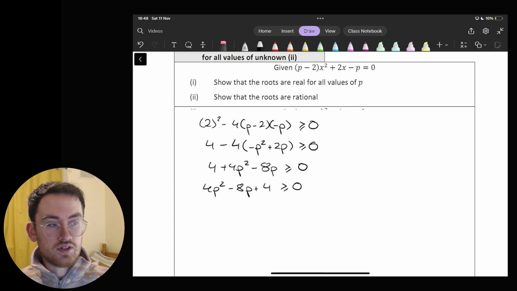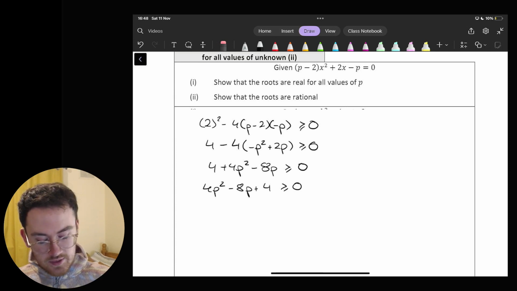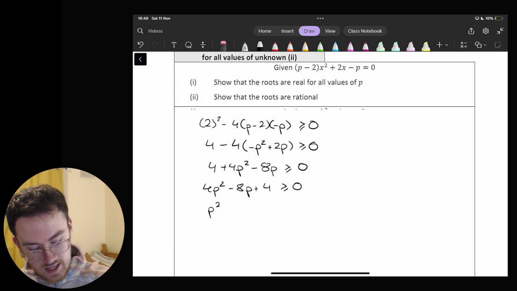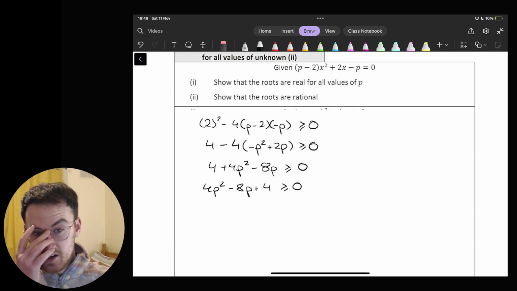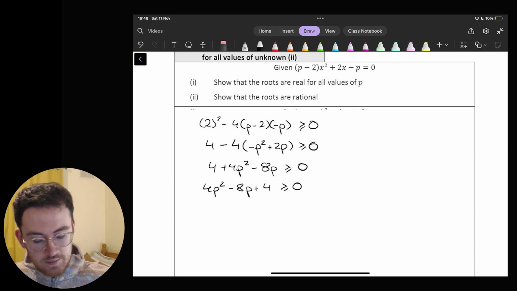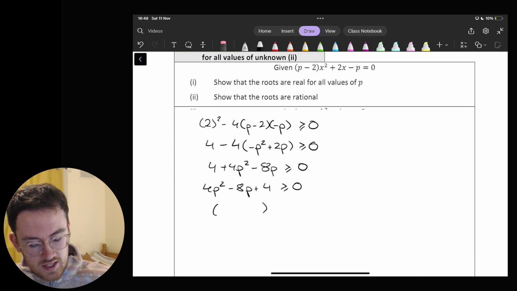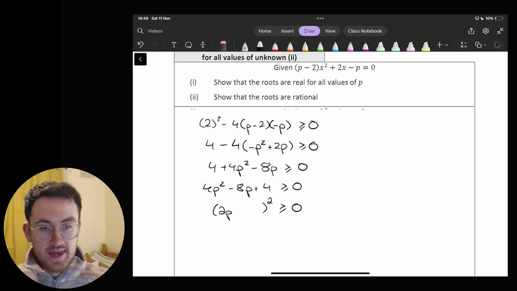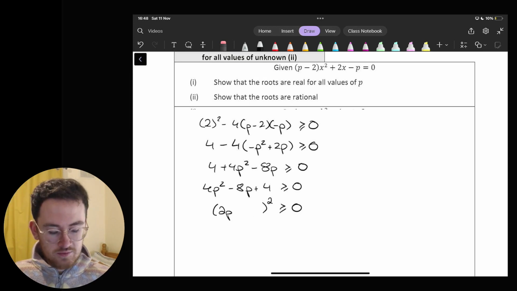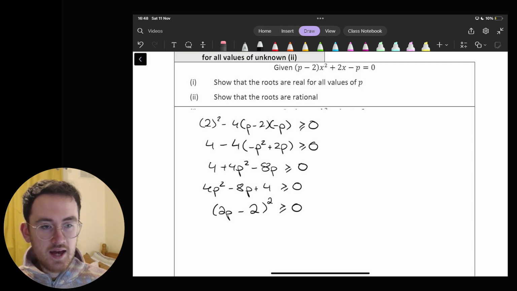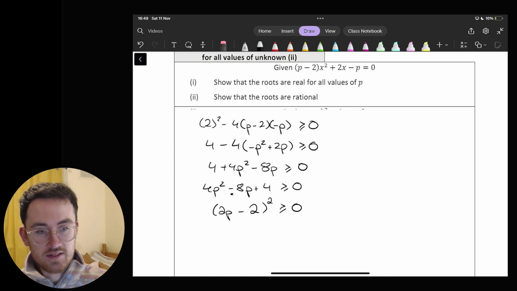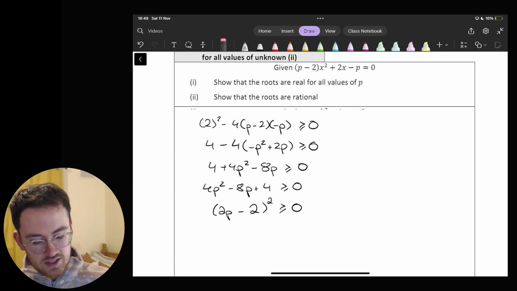Okay, so I'm trying to show that this is always going to be positive. The best way I can do that is to rewrite it as something positive. If I want, I could simplify the whole thing down here, or I can rewrite it as a perfect square. So if I jump straight into rewriting it as a perfect square here, the first part is going to be 2p, because that's going to give me the first part, and minus 2 gives me the second part there. I know it's negative because the middle part has to be negative. So 2p minus 2 all squared.